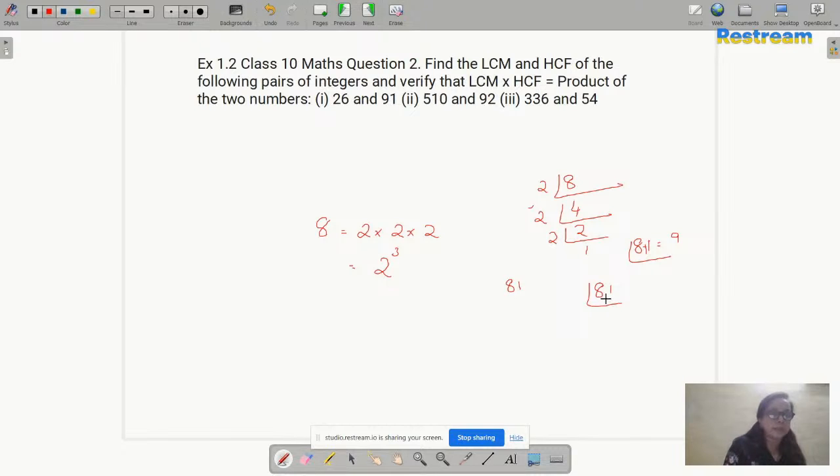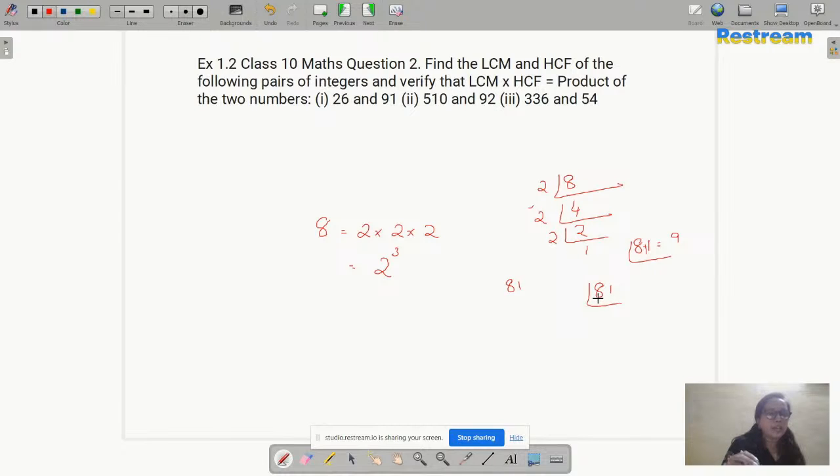That means if the ending numbers are, suppose, 82, 84, 86, 88, 80, then the number must be divisible by 2. But here the ending number is 1. Units place we are given 1, right? So it is an odd number. That odd number also you will have some confusion. Which number will be divisible?